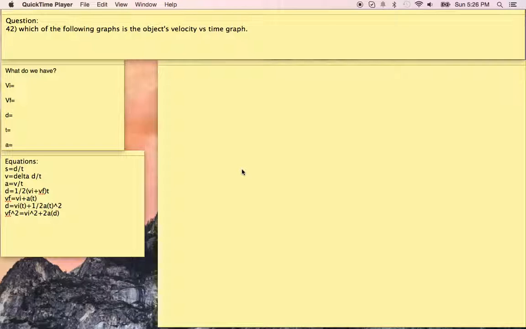C also has a slope, which leaves it between B and D. Now, the only real differences between the two is that between the 0 and 2 second mark, the change in velocity is much higher for B than it is for D. And in between the 4 to 5 second mark, the change in velocity is much lower in B than it is for D.